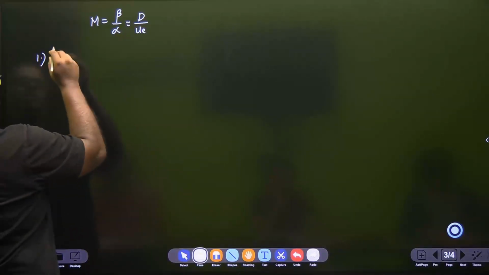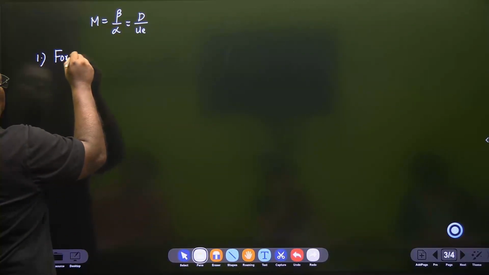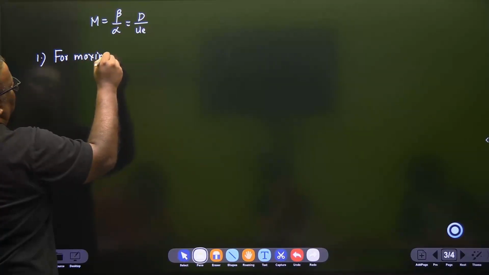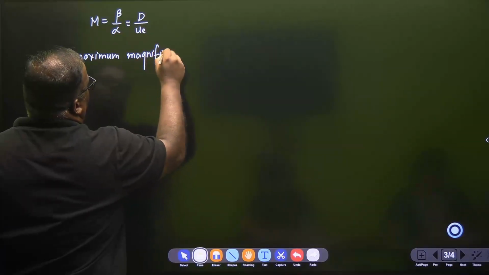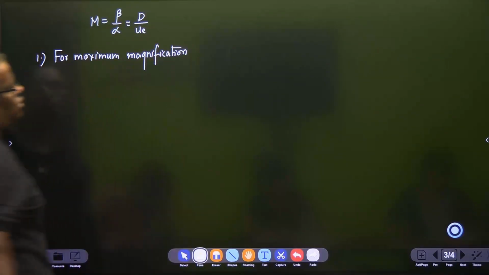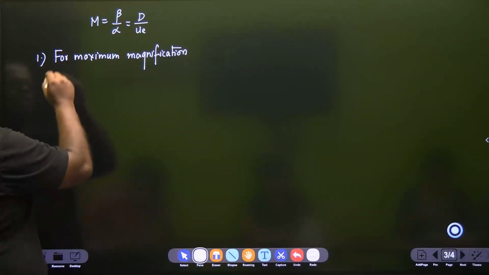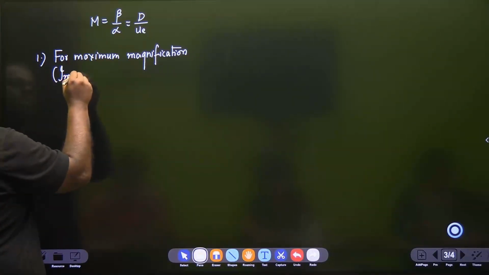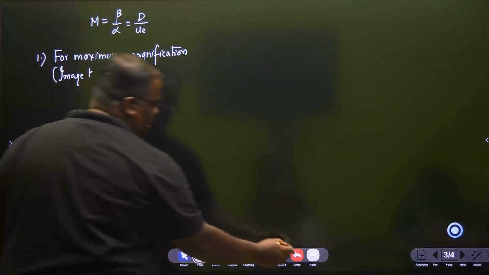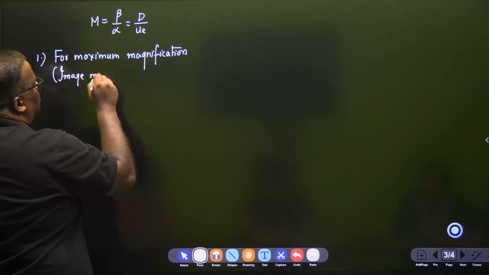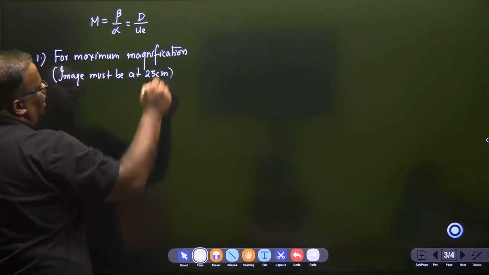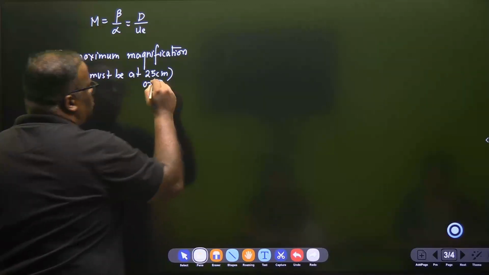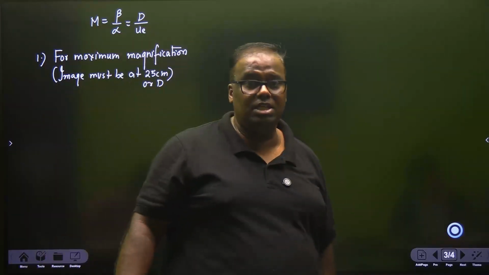Now, there are two conditions. One is for maximum magnification. For maximum magnification, the image must be at 25 centimeters. Whatever image you create, the image must be at D. Don't you think? The image must be at D for maximum magnification.